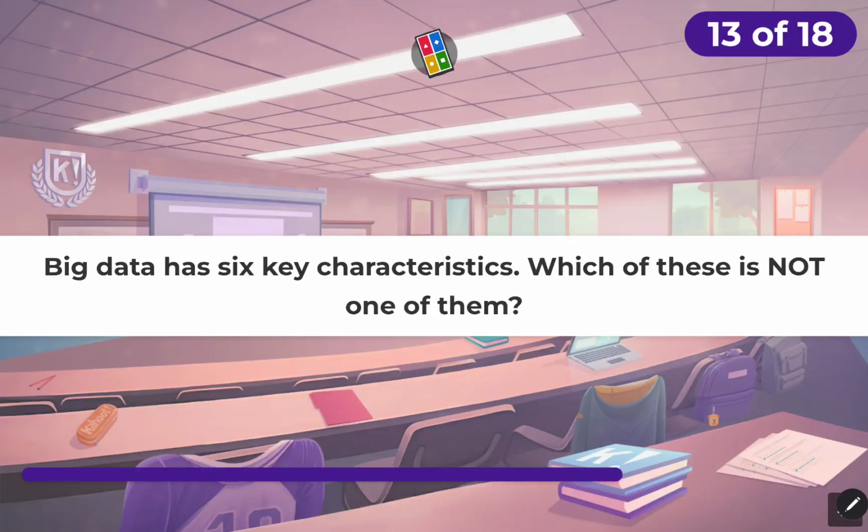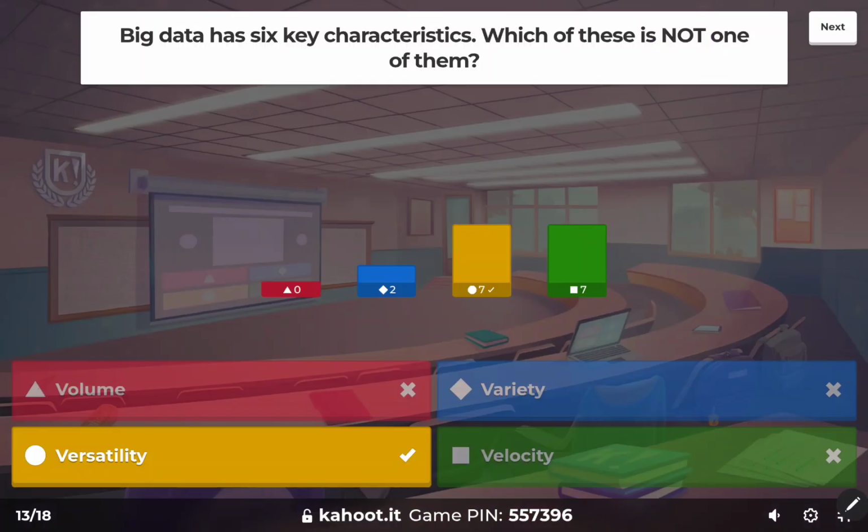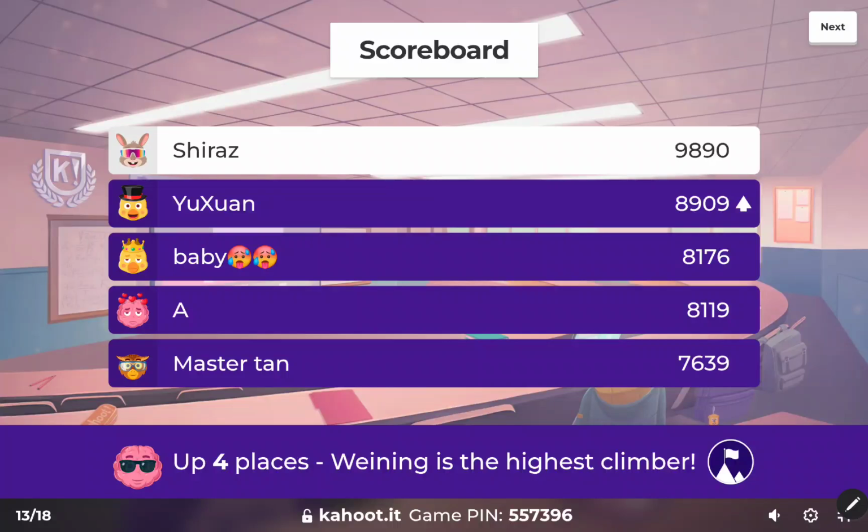Big data has 6 characteristics. Which of these is not one of them? Oh, this is very simple, right? Velocity, forgot the speedometer that I drew. It's inside. Versatility is not. All right. Oh, Yushuan is catching up. Okay, next.